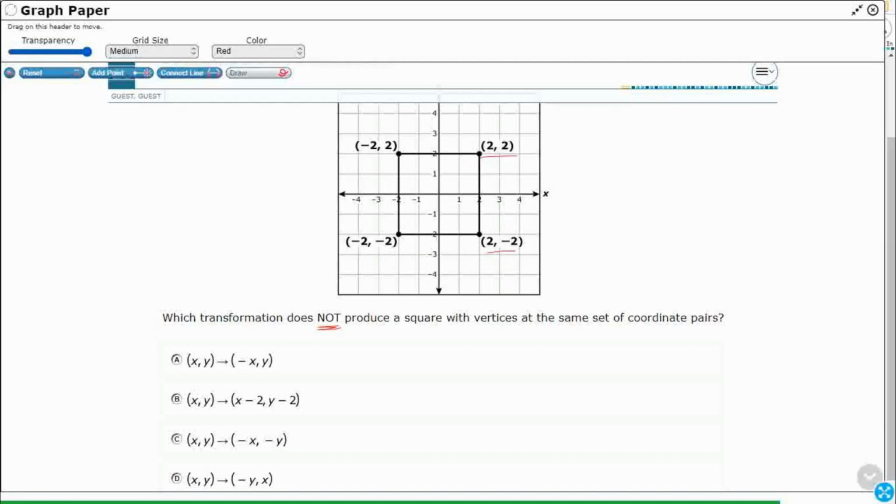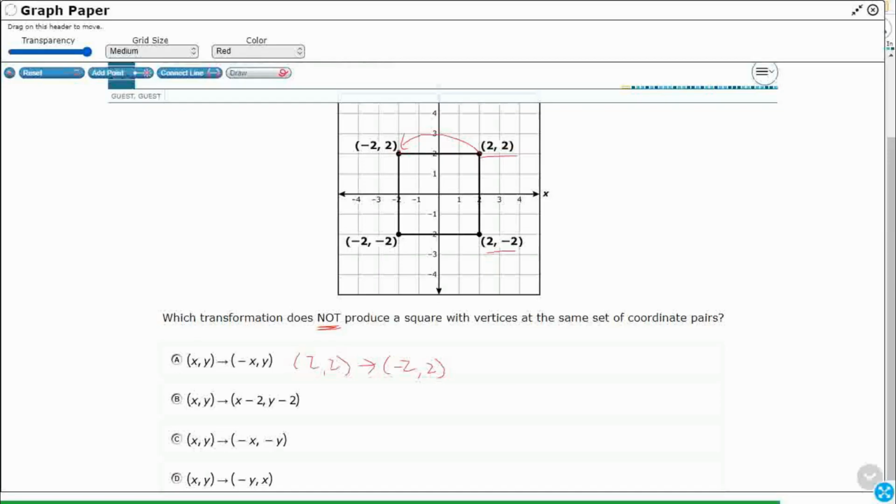That'll give me a good idea of what's actually happening here. So I'm going to take this x, y, and all I'm doing is just changing the sign on the original, right? So my 2, 2 changes where my x now becomes negative 2, 2. And so that point is going to go to that point. So it still has a vertex there.